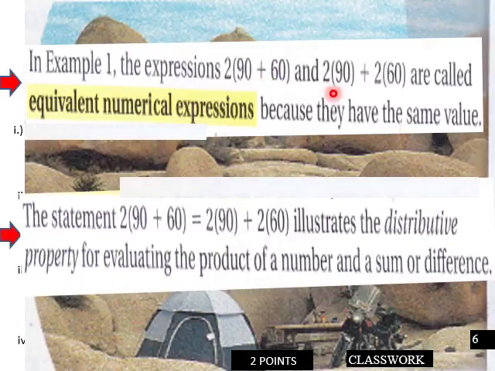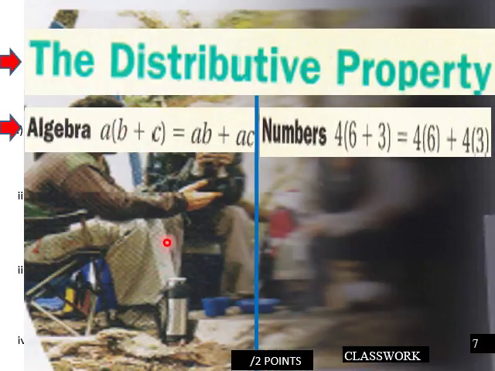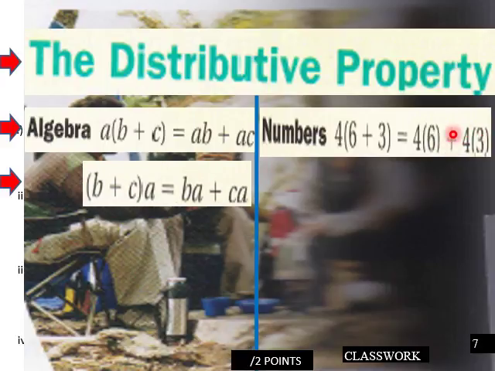In example 1, expressions like that are called equivalent numerical expressions. These are equivalent, it's just that this has been distributed. The multiplication has been distributed here, but they both equal each other. They have the same values, illustrates the distributive property. This is the distributive property here for evaluating a product of a sum or a difference. So the distributive property, here's algebraic symbols showing it, A times B plus A times C, and then the numbers here, this would be the way that you would do it.